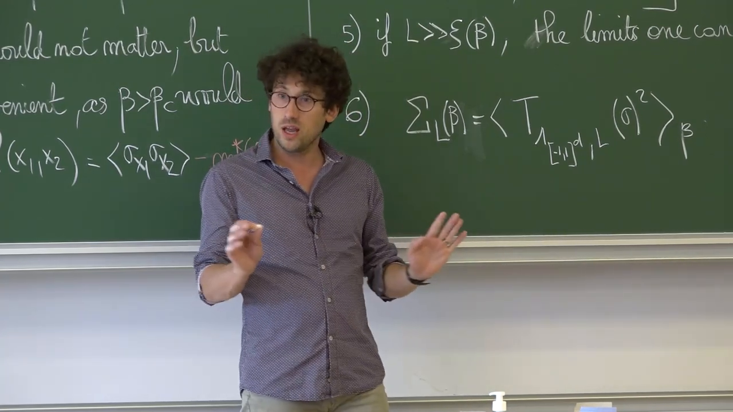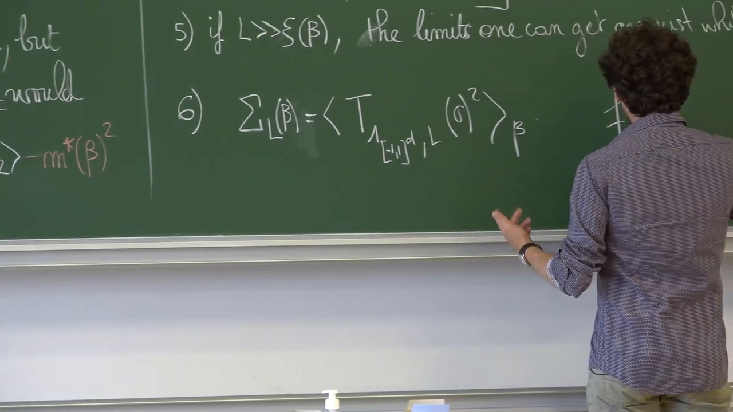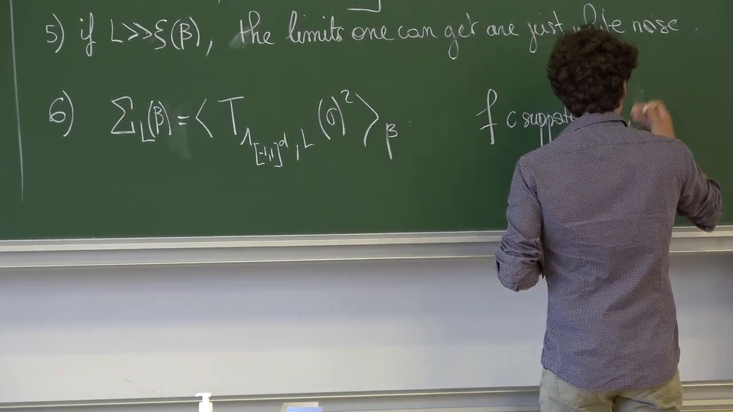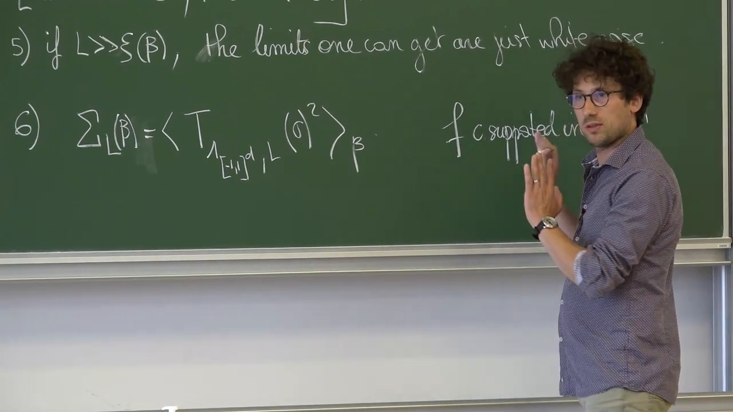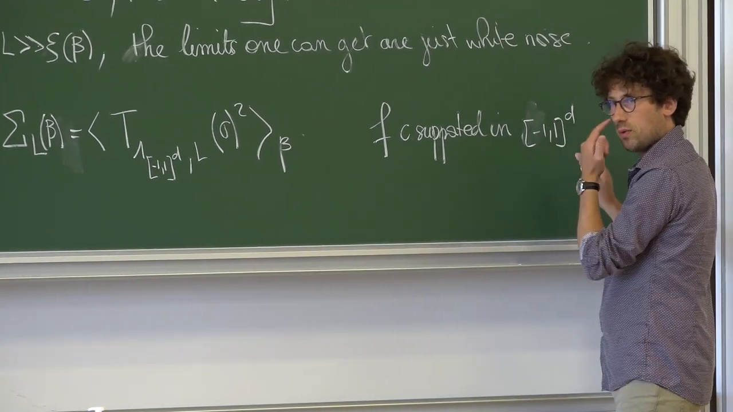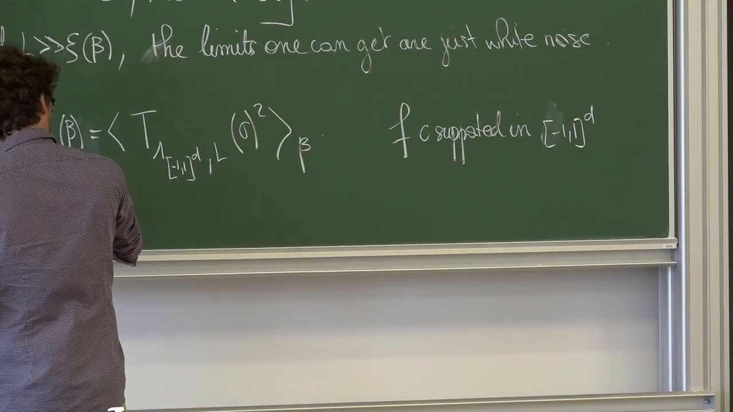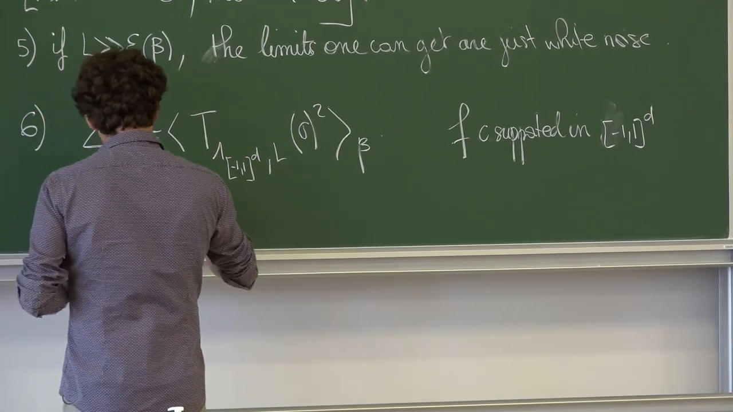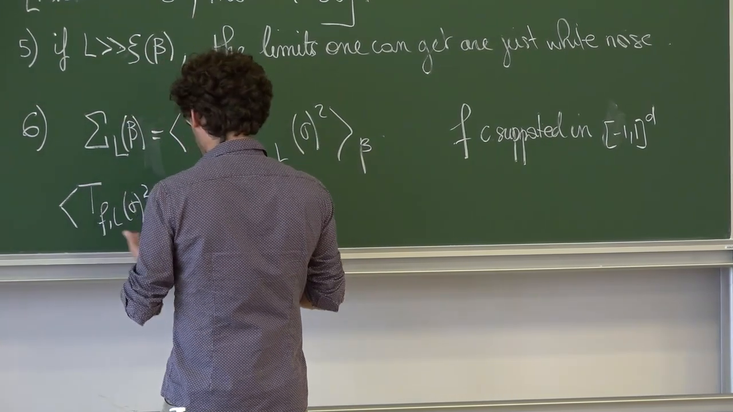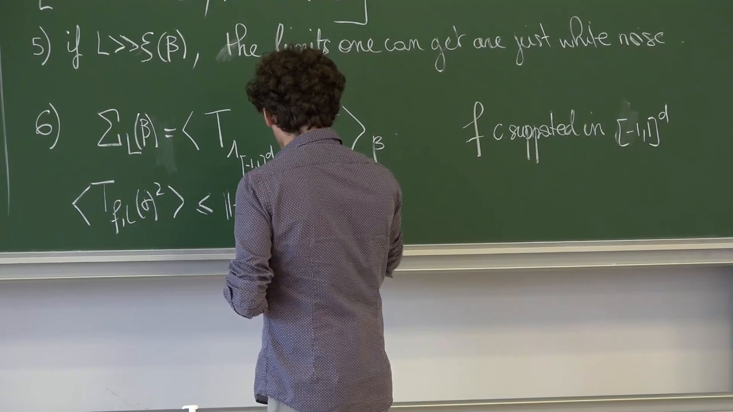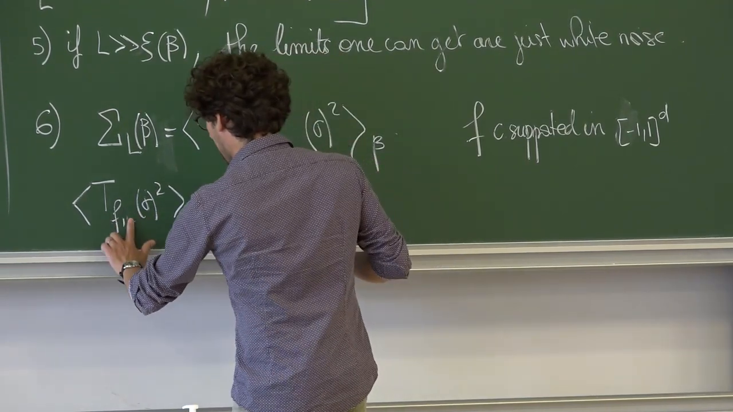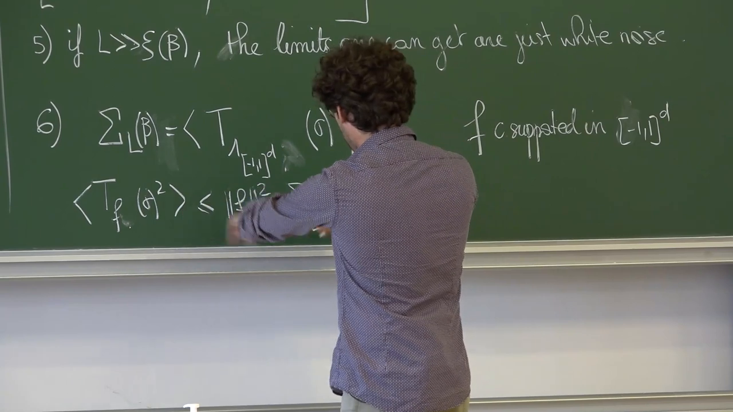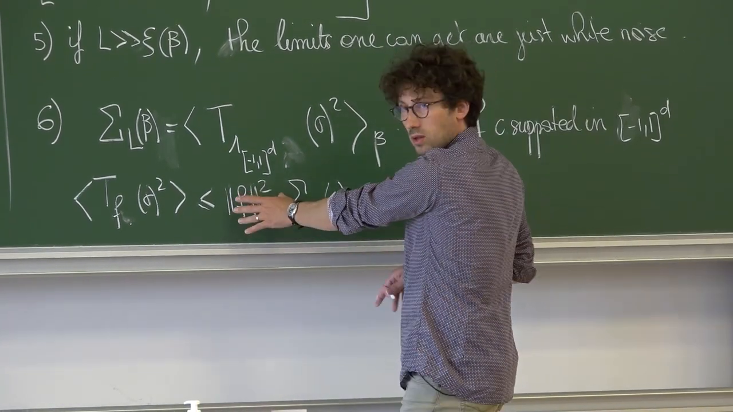So if you take any function f, say compactly supported in minus 1 to the d, let's just simplify like that, I don't take minus r but minus 1 to the d, then by definition, when you look at T_f^L of sigma squared, it's going to be smaller than the sup norm of f squared times Sigma_L(beta), if you don't renormalize. This is just a non-renormalized sum. So you clearly want to divide by this thing to get something bounded.